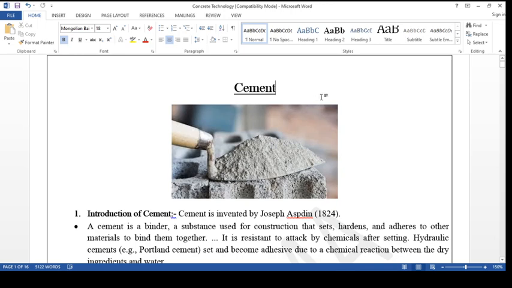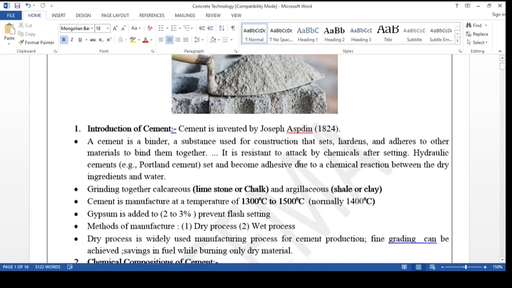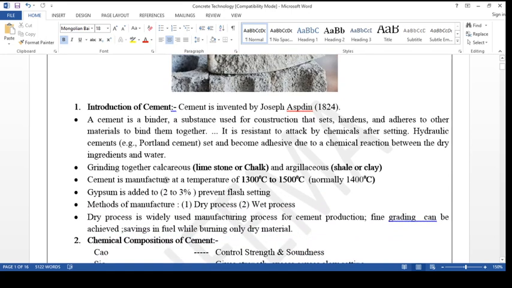Objective questions. What are the objective questions you can cover here? Number 1, who introduced the cement? Joseph Aspdin. What is the temperature of manufacturing? Cement manufacturing is 1300 to 1500 degrees. Grinding agents. What are the grinding agents? Calcareous and argillaceous. Calcareous means limestone or chalk. Argillaceous means shale or clay.